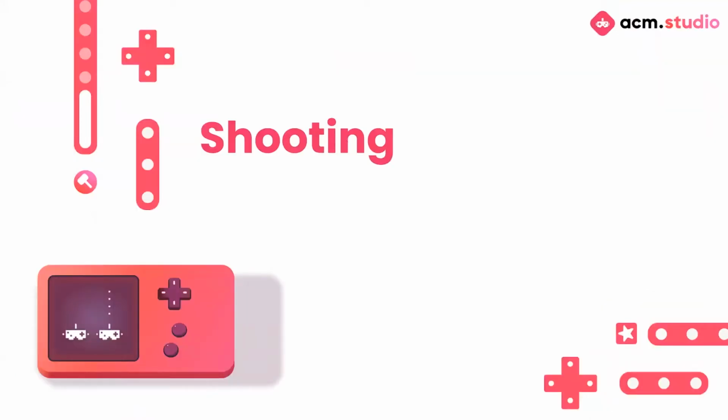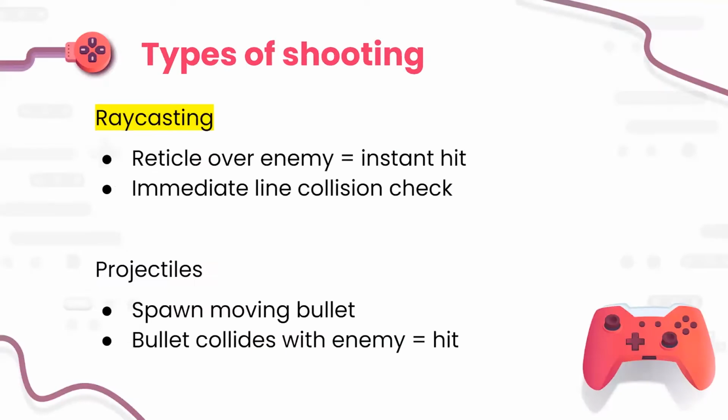So first, we're going to be going over shooting. There are two main types of shooting: raycasting and projectiles. Raycasting means reticle over enemy equals an instant hit. So it's just typical FPS shooting. Like when you're shooting a gun, if you hover over an enemy and press shoot, it's going to immediately, automatically detect a hit if your reticle is on an enemy.